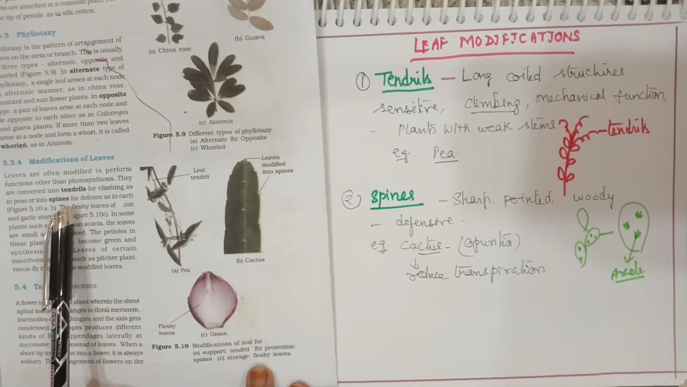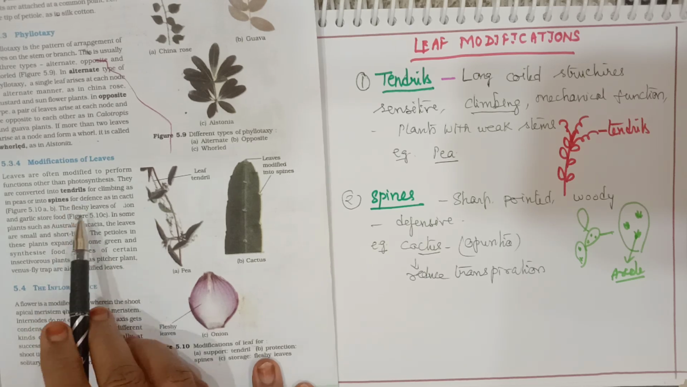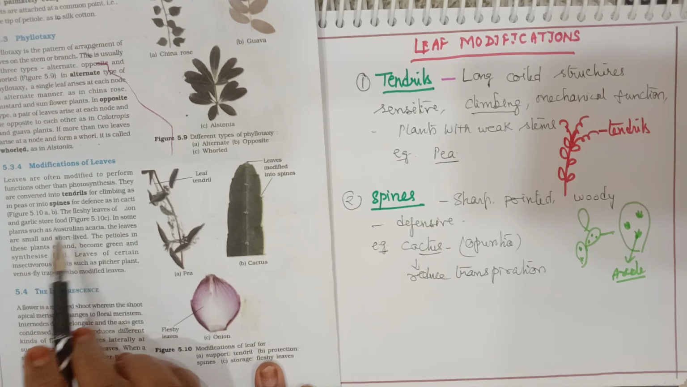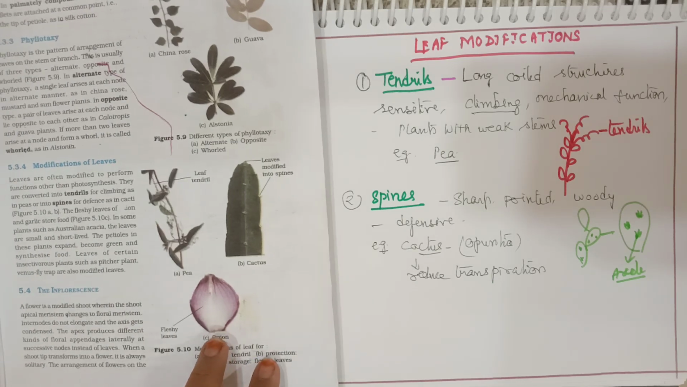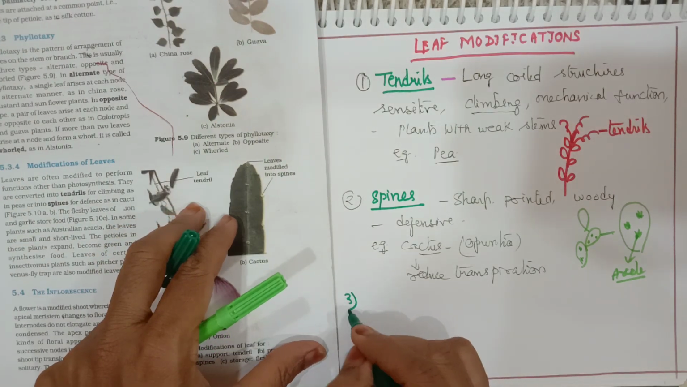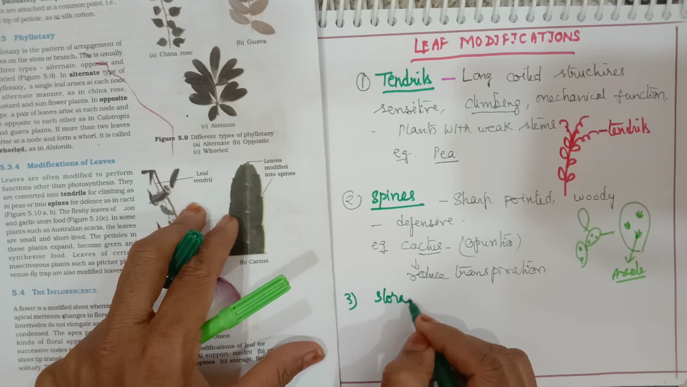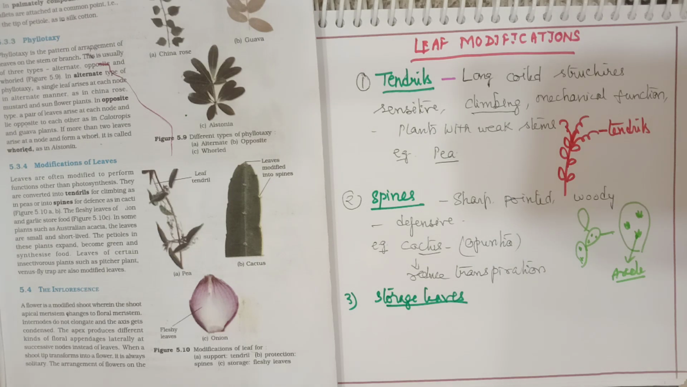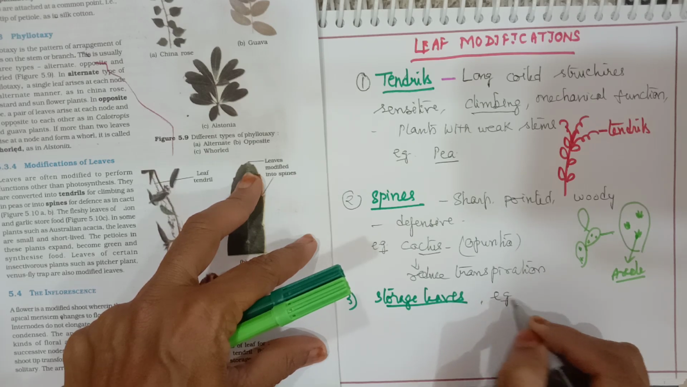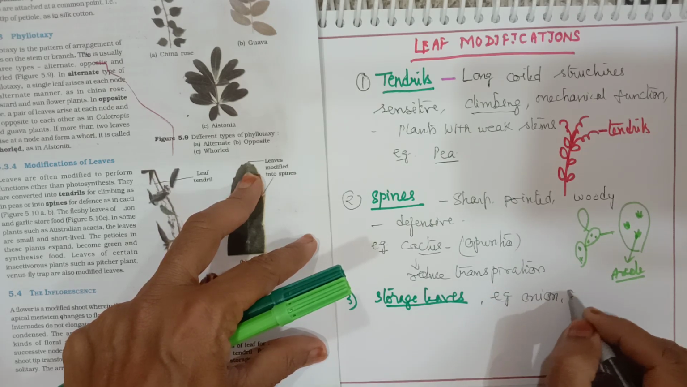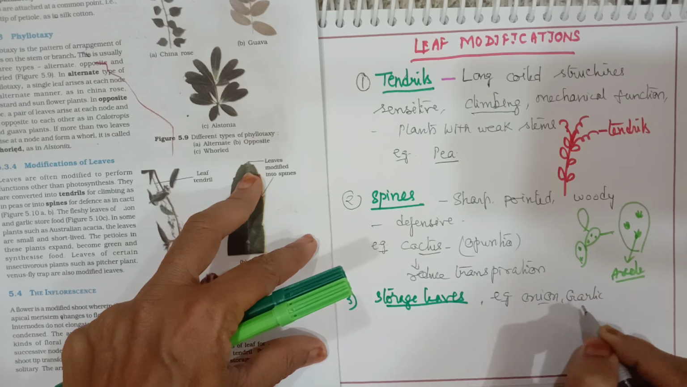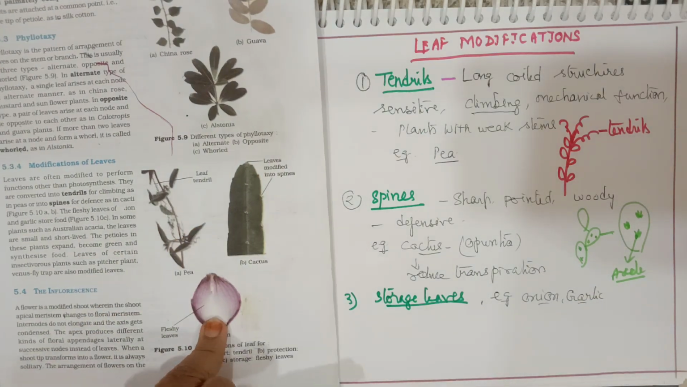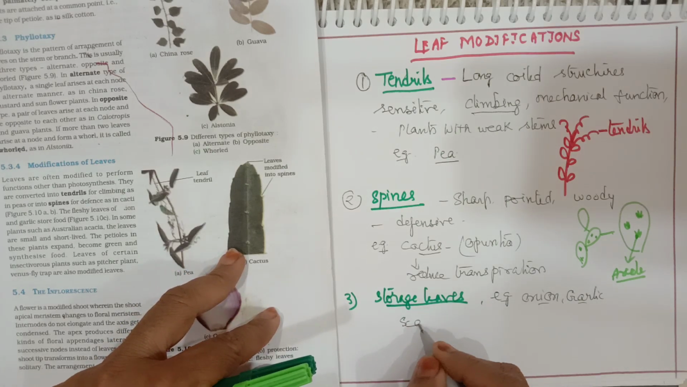The third one we find here, we can easily read: the fleshy leaves of onion and garlic store food material. What are these called? Let us see. The fleshy leaves which store food material are called storage leaves. What is the example of storage leaves we can give? We give the example of onion and garlic. In onion and garlic, it is the scale leaves which store food material.